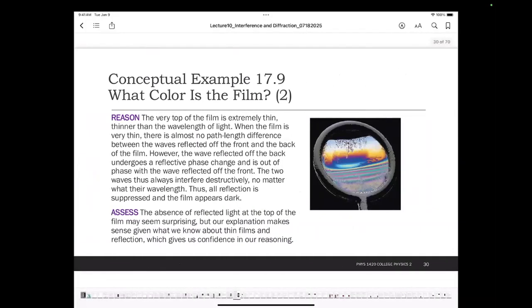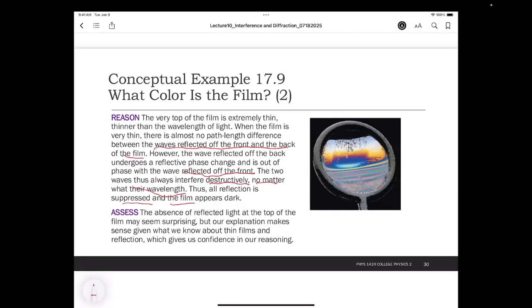The very top of the film is extremely thin, thinner than the wavelength of light. When the film is very thin, there is almost no path length difference between the waves reflected off the front and the back of the film. However, the wave reflected off the back undergoes a reflective phase change and is out of phase with the wave reflected off the front. The two waves thus always interfere destructively, no matter what their wavelength. Thus, all reflection is suppressed and the film appears dark.